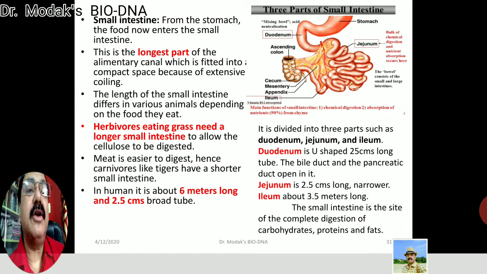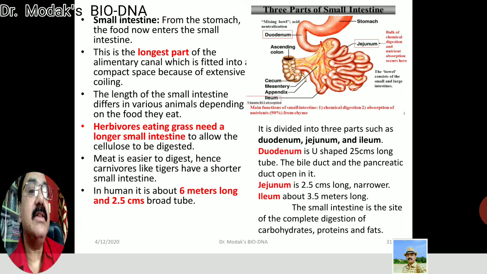It is actually the longest part of the alimentary canal, and the length of the small intestine differs, of course, in various animals depending upon the type of food, whether they are herbivores or carnivores. Herbivores that are eating grasses need a longer small intestine to allow cellulose to digest, and therefore herbivores have a long intestine as compared to the meat eating animals. As you know, meat is easier to digest, and hence carnivores like tigers have a short small intestine as compared to the herbivores. But we have, as I told you in the beginning, a 6 meter long and about 2.5 centimeter broad tube that we call the small intestine.